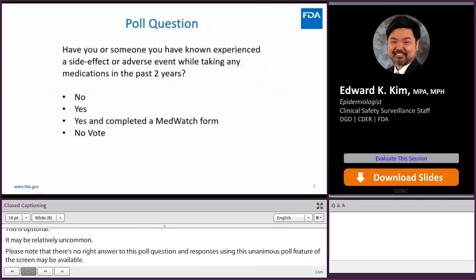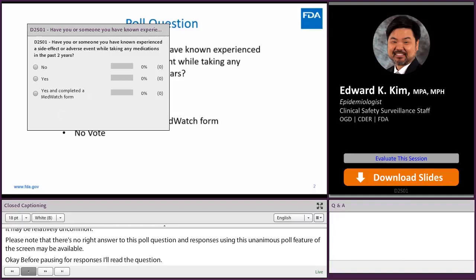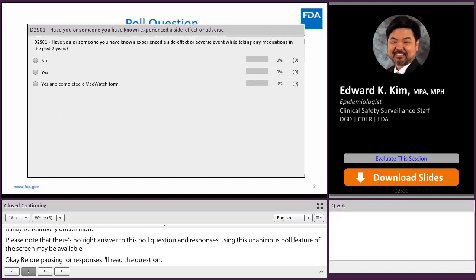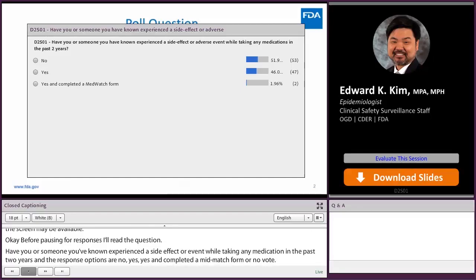Have you or someone you've known experienced a side effect or adverse event while taking any medication in the past 2 years? And the response options are no, yes, yes and completed a MedWatch form, or no vote. And I'll pause here for about 10 seconds or longer if there are any instructions from the good folks running the online poll feature for the opportunity to see other responses by entering your own response or simply making a note of your answer on your own.